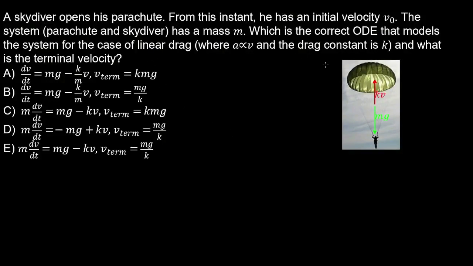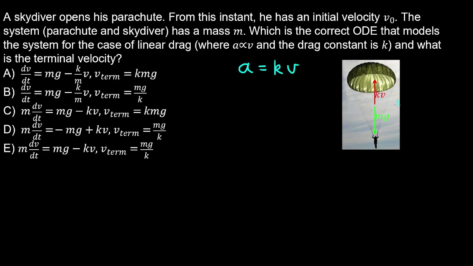A skydiver opens his parachute, and from this instant, he has an initial velocity v0. Now the system, being the parachute and skydiver, has a mass m, and which is the correct ordinary differential equation that models the system for the case of linear drag, where the acceleration is proportional to the velocity, with the drag constant being the constant of proportionality.